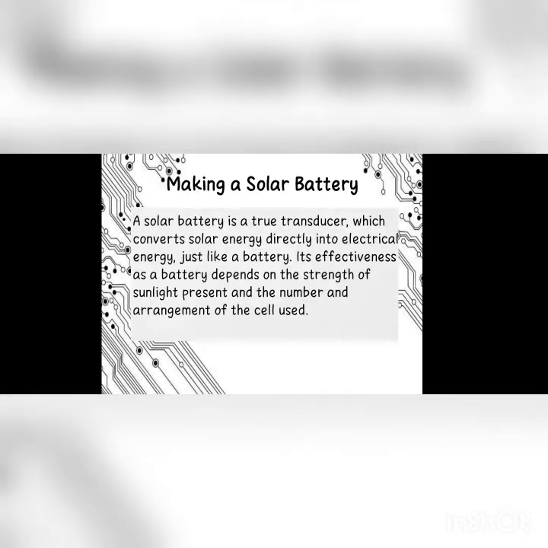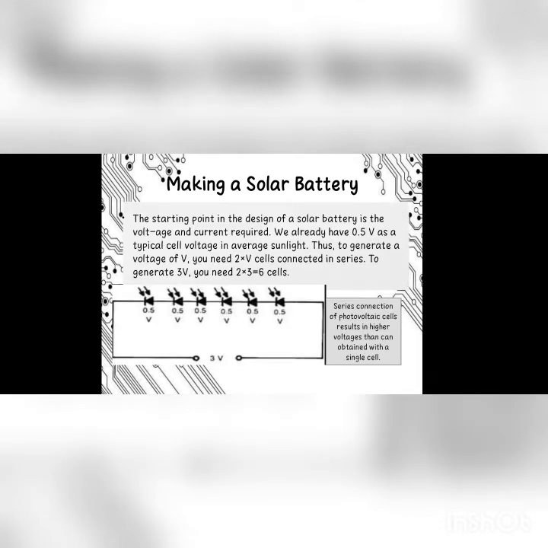Making a solar battery. A solar battery is a true transducer which converts solar energy directly into electrical energy, just like a battery. Its effectiveness as a battery depends on the strength of sunlight present and the arrangement of the cells used. So making a solar battery, the starting point of the design is the voltage and the current required. We already have 0.5 volts as a typical cell voltage in average sunlight. Thus, to generate a voltage of V, you need 2 times V cells connected in series. To generate 3 volts, you need 2 times 3 equals 6 cells.